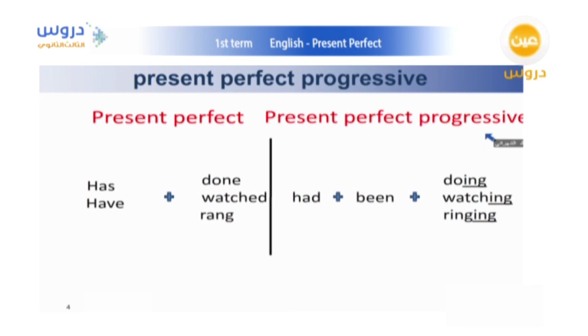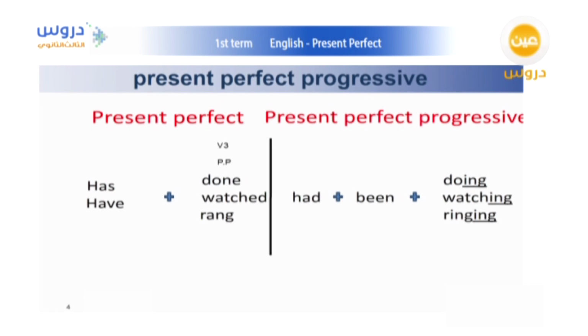Here the first thing, we will talk about the present perfect and the present perfect progressive. This is the form. The present perfect: has or have, plus done or watched or rung. These are the verb 3, the past participle. We can call it the verb 3 or the past participle. We can call it PP also. We write it down also.